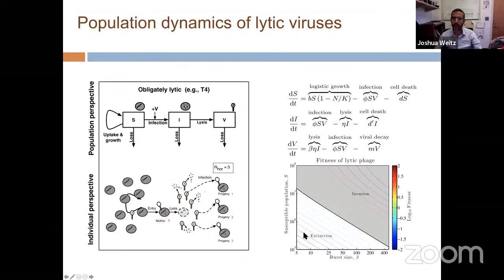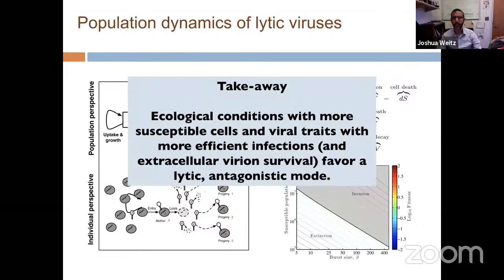Here's this breakpoint. Below this point, this virus would be unable to invade, even if it has a very high burst size. Again, this shows that it's not just about how well the virus exploits the cell, but the ecological context. And clearly, in all of these cases, as we add more cells, this enables a larger state space of potential invasion scenarios for this horizontally transmitted virus. So the takeaway here is that ecological conditions with more susceptible cells and viral traits with more efficient infections favor this lytic antagonistic mode.